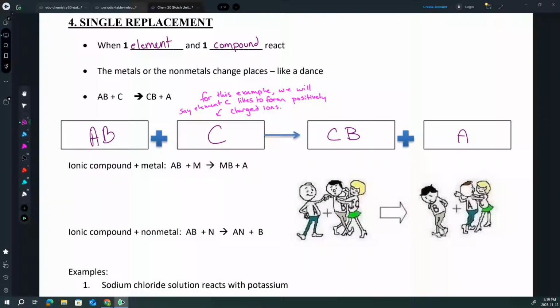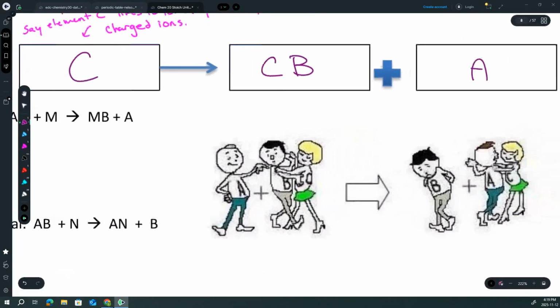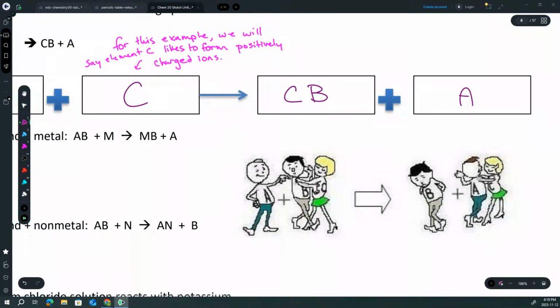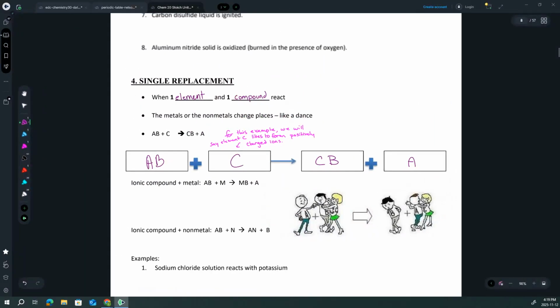In general, for single replacement reactions you could think of it like this: you have a couple, the compound that's already dancing together, and element A is essentially just butting in and replacing partner B. So now we have a new compound, AC, and then we have element B all by itself. That's one way of thinking of single replacement reactions and hopefully helping you to remember them.